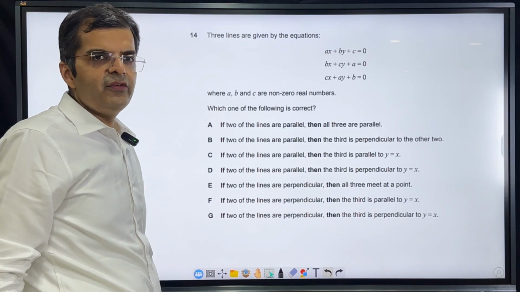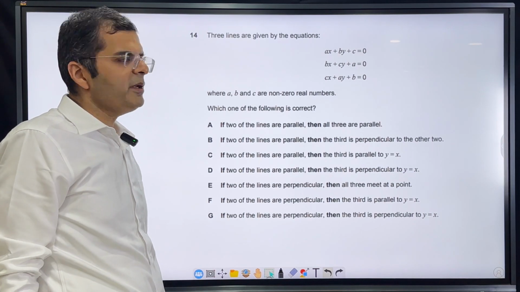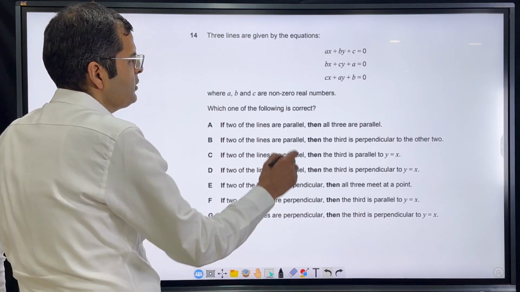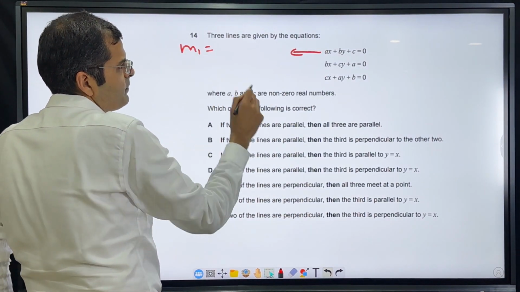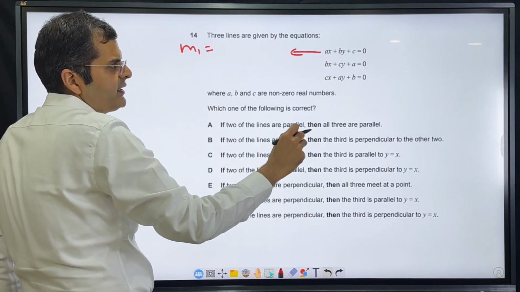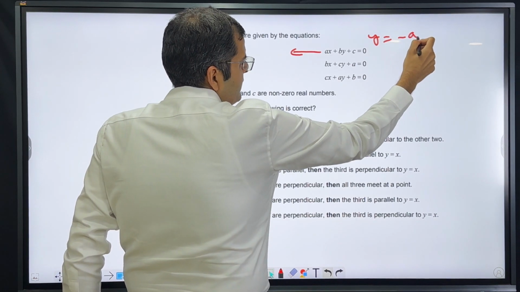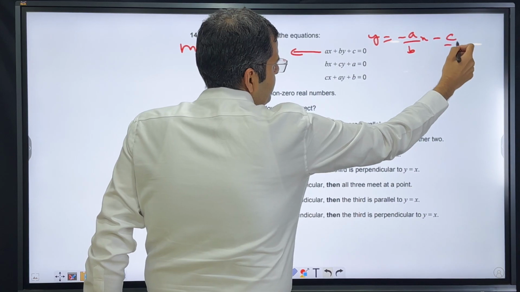We know that if 2 lines are parallel, their slopes are equal. And if 2 lines are perpendicular, the product of their slopes is -1. So we will find the slopes of each of them. The first line, let me write the slope m1. Ax plus By is equal to C. So I can say that this is y is equal to minus A by B x minus C by B.